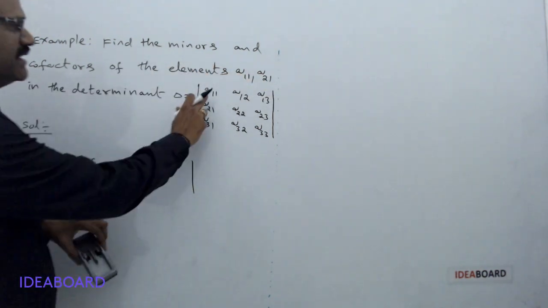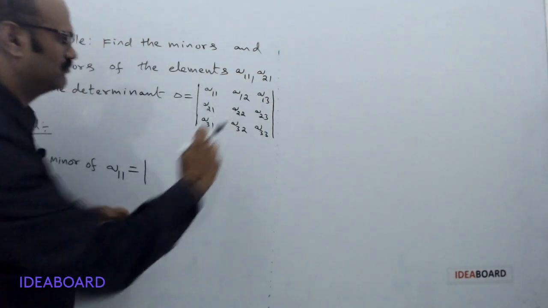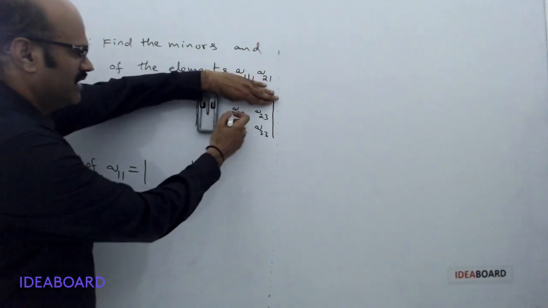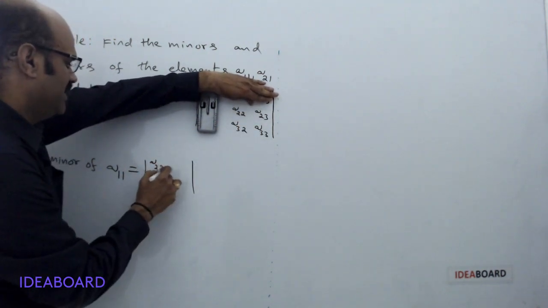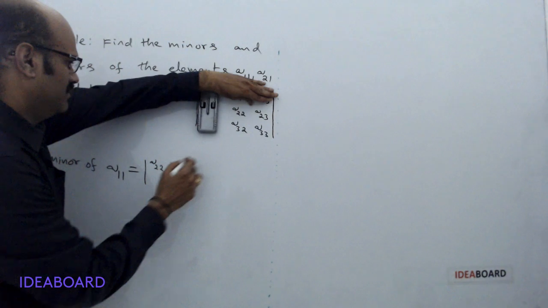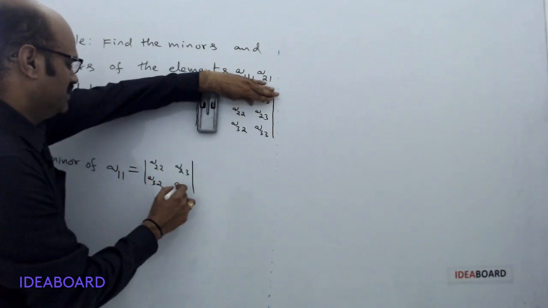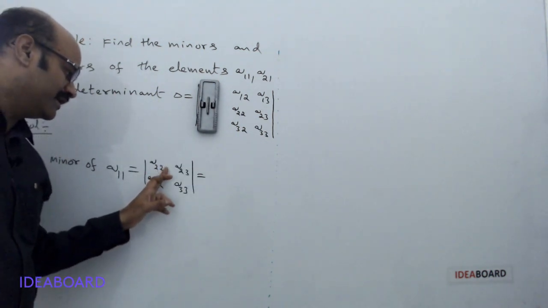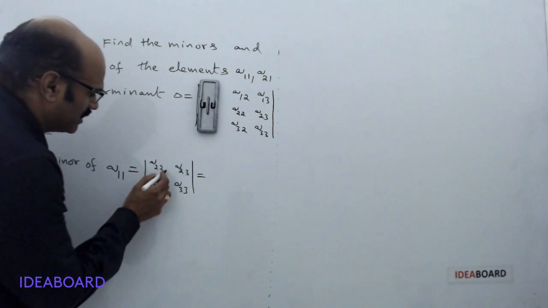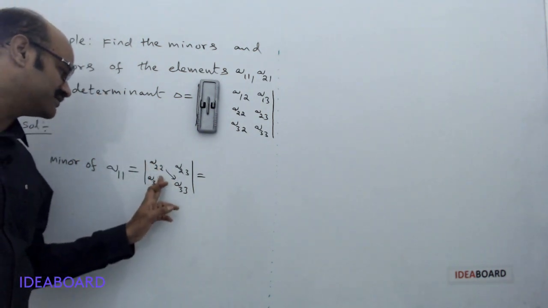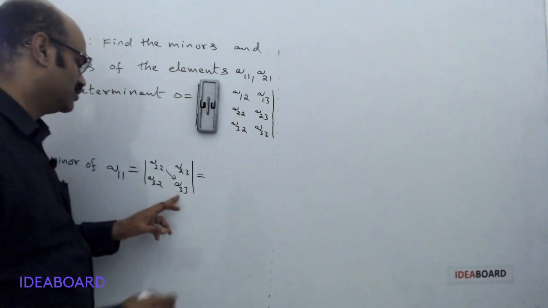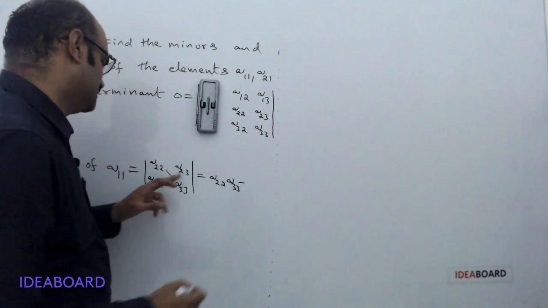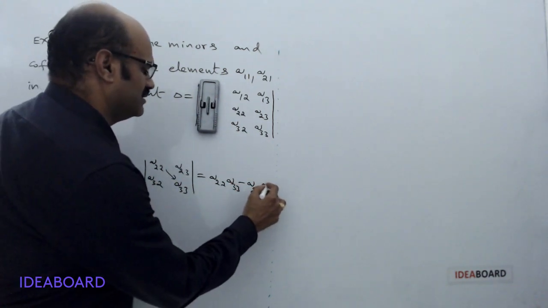Since the element A11 lies in first column and first row, when you eliminate them we get these four elements: A22, A23, A32, A33. Now we know how to find the determinant of a 2 by 2 matrix: product of the principal diagonal elements minus product of secondary diagonal elements. So it's equal to A22 into A33 minus A23 into A32.